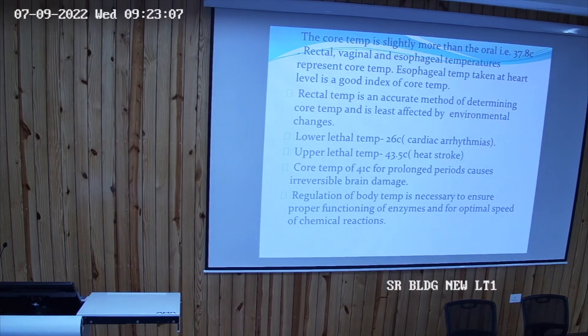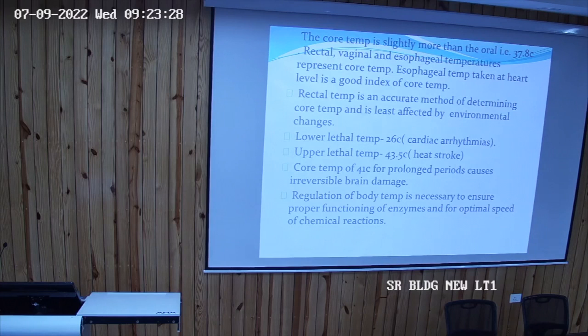The different areas will be given to you, and it will be asked which is the most authentic area where the core temperature can be reached. So it is the esophageal temperature taken at the heart. This is the most authentic or prominent place where the temperature reading can be taken or read by the receptors.